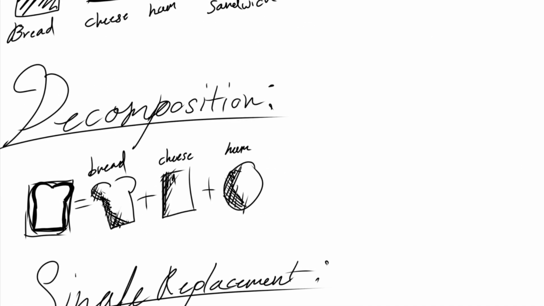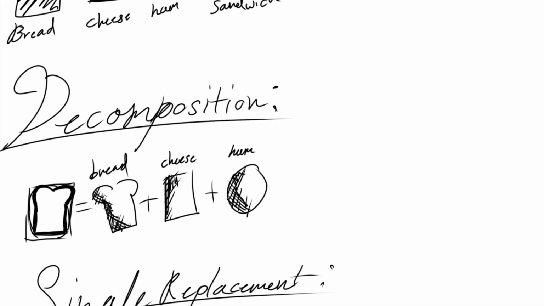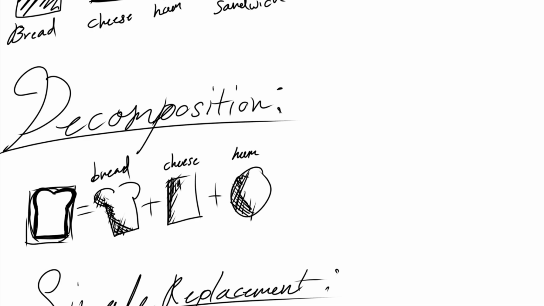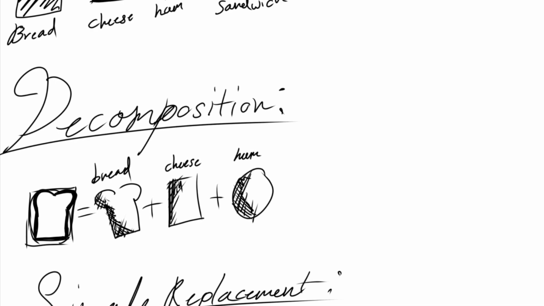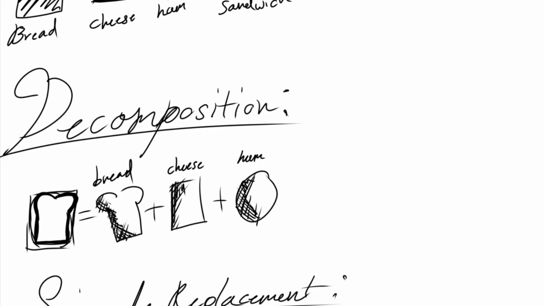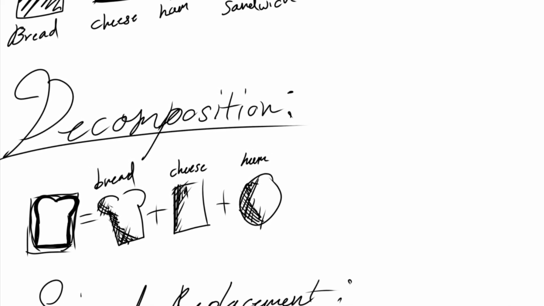The second type is the decomposition reaction, which is basically the opposite of synthesis. Instead of building something, decomposition reactions are about breaking one substance apart into two or more simpler ones. You can picture this like taking your own sandwich apart and ending up with the bread, cheese, and ham again.